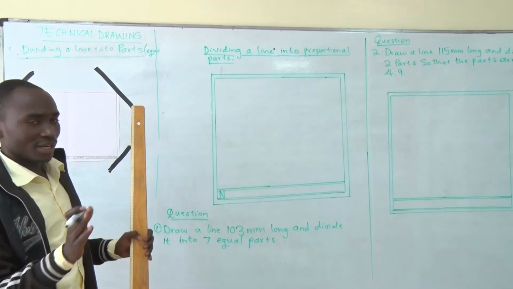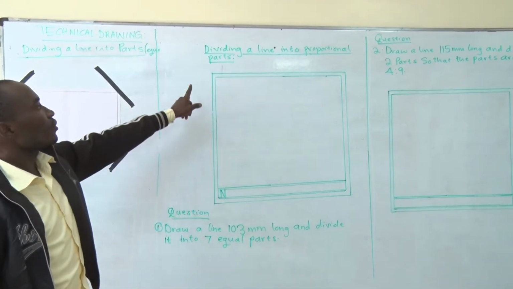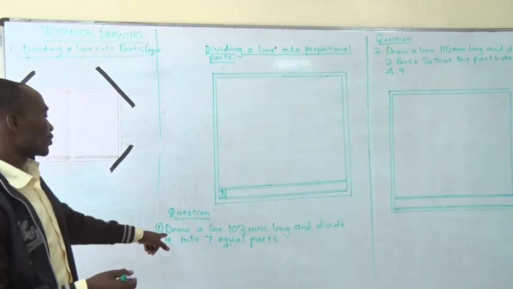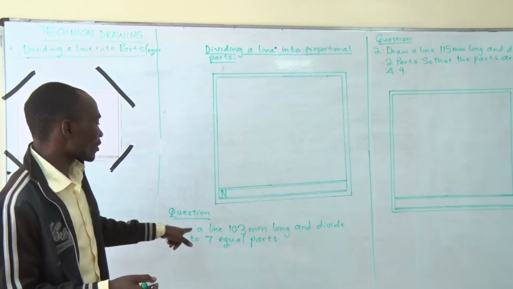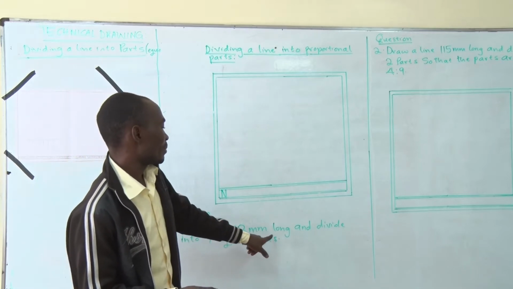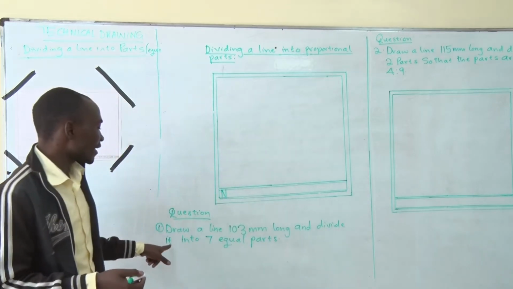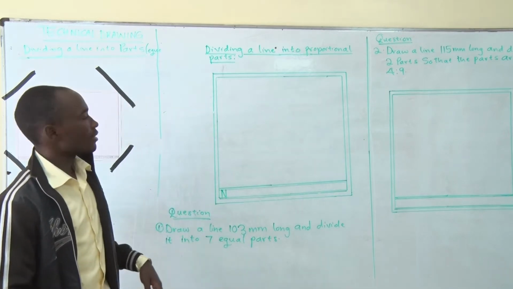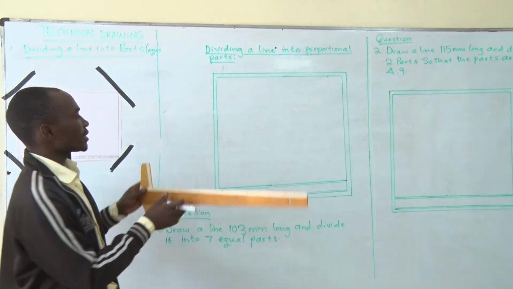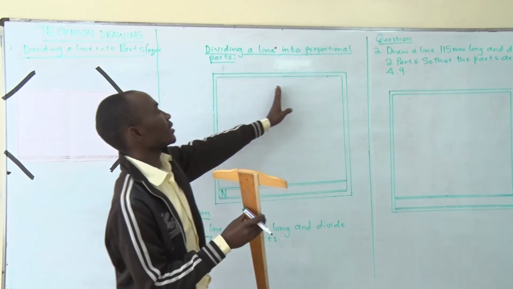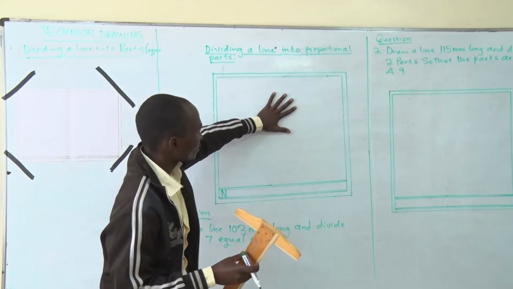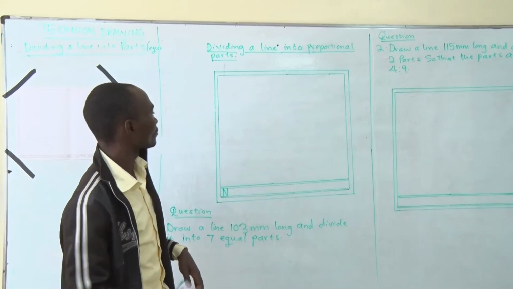So now let's start with this one. This is now the way the question is displayed. You will be told to draw a line 103 millimeters long and divide it into 7 equal parts. So let's repeat the same procedure, assuming that this is your working space, this is your paper already set.